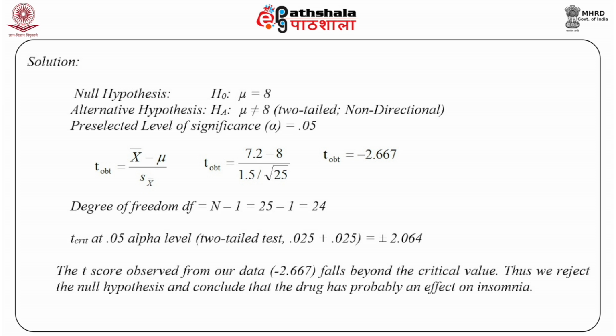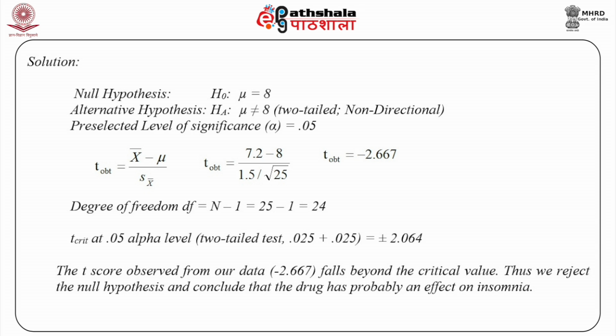Now, with the application of the formula for t obtained and the Sx bar, we obtain the t value to be minus 2.667 at the degree of freedom n minus 1, which is sample size is 25. So, the degree of freedom arrives at 24. Now, we can look up the table and we can get our t critical value at alpha equal to 0.05 with a two-tail test to be plus minus 2.064.